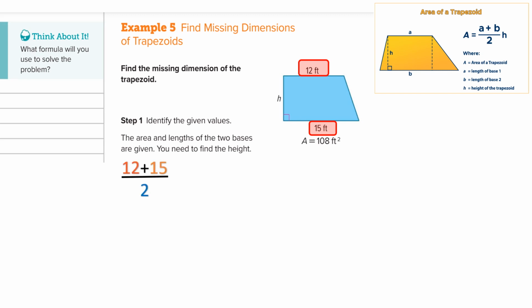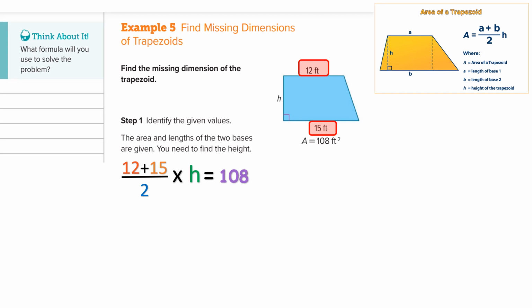So I'm going to plug in that I have 12 plus 15 divided by 2. We know that we have base A and base B added together divided by 2 times the height. Well, I don't know what my height is, so I put multiplied by h, which is my variable, and that's going to be equal to my area of 108. So reviewing algebra, we do the opposite function, then we do it on the opposite side.